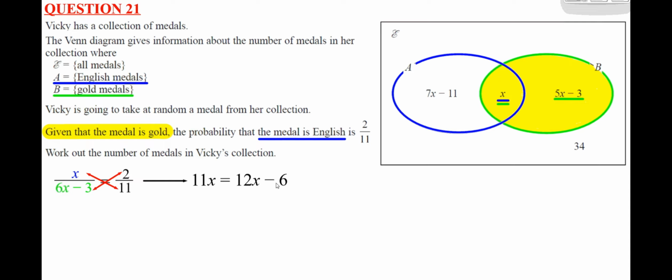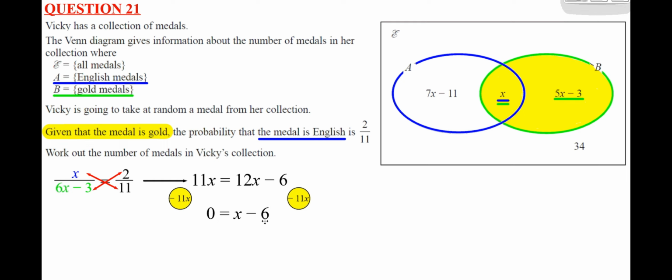I've expanded this in one go. I could have written it as 2 brackets 6x minus 3 and then expanded, but I've expanded it in one step. 2 times 6x is 12x, and 2 times minus 3 is minus 6. I'm now going to get all the x's onto the same side of the equation by taking away 11x from both sides. So 11x take 11x becomes 0. On the right-hand side will just become x take away 6, because 12x take away 11 of them will just leave us with 1x.